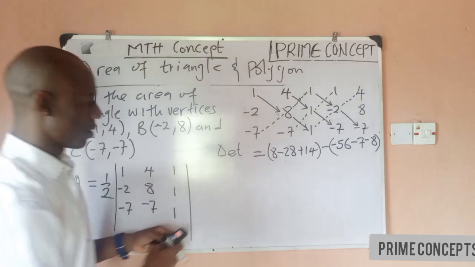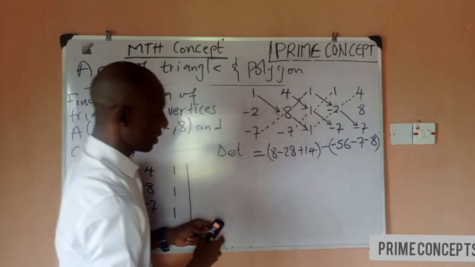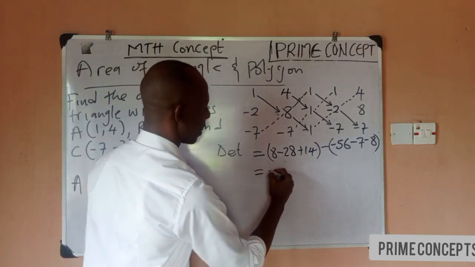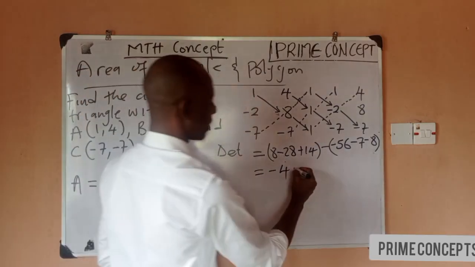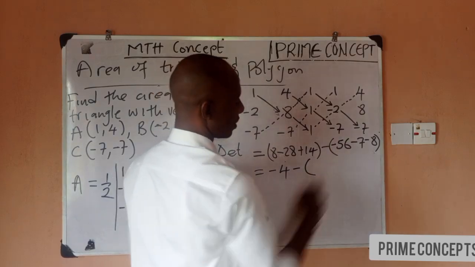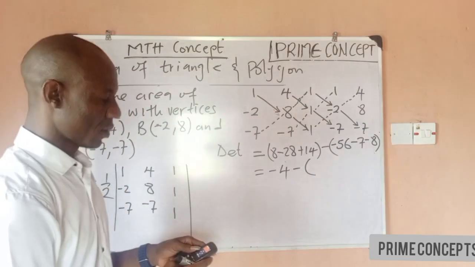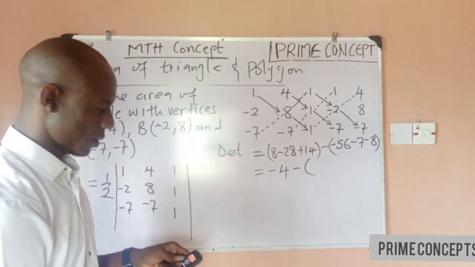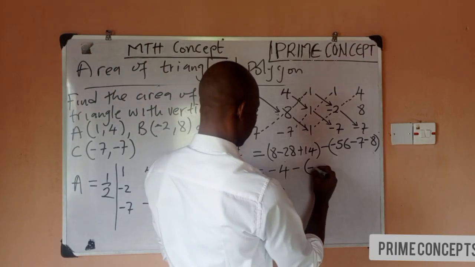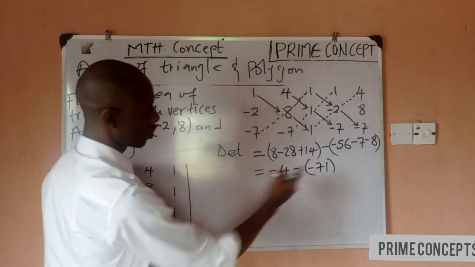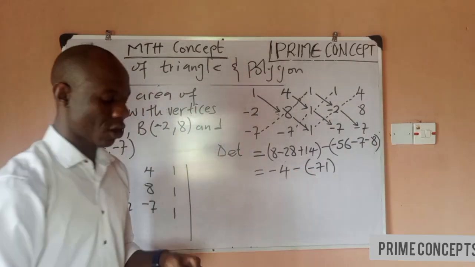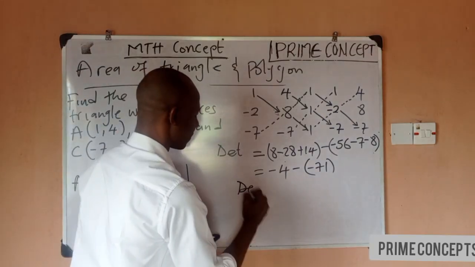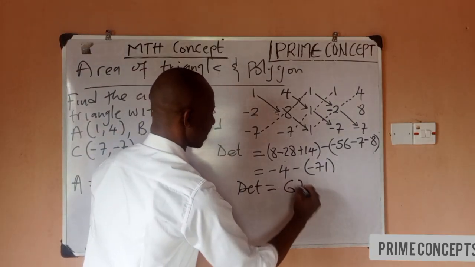So if we add up, 8 minus 28 is -20, plus 14 is -6. So I have -6, right? Then I have minus, which is this. Then this, I have 56, 7 and 8, which is -71, right? So if you solve this, minus becomes plus. So you have 71 minus 4. Then your determinant becomes 67.